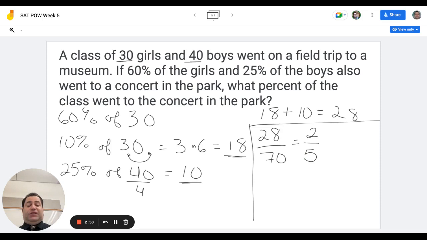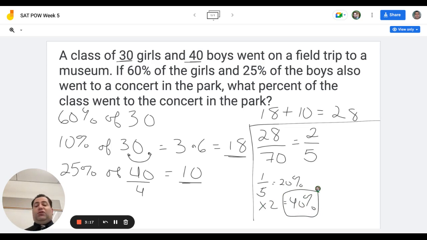Now, to calculate a percent from this, you can do a couple of things. One, if you know that 1/5 is equal to 20%, and it's a good strategy to have some of these simpler fraction equivalencies memorized, then we have 2 times 1/5, so we just multiply by 2 and we get 40%. So that's one way you could do it.